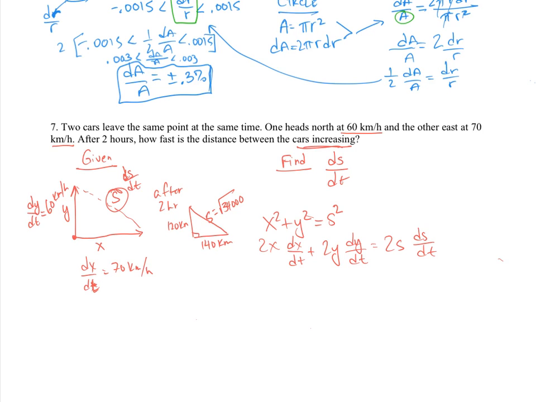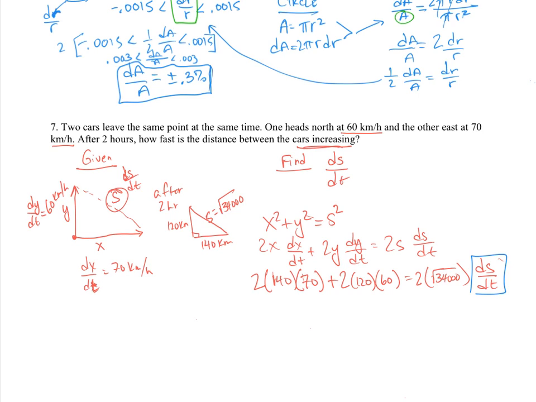Okay, so plug in everything we know. We have all our values. We have x, that's when it's 140. So x is 140. We have a dx dt, that's 70. We have a y, in this case y is 120. And we have a dy dt, which is 60. 2, and we have our s, which is the square root of 34,000. And we are looking for our ds dt. This is the one we need to solve for.